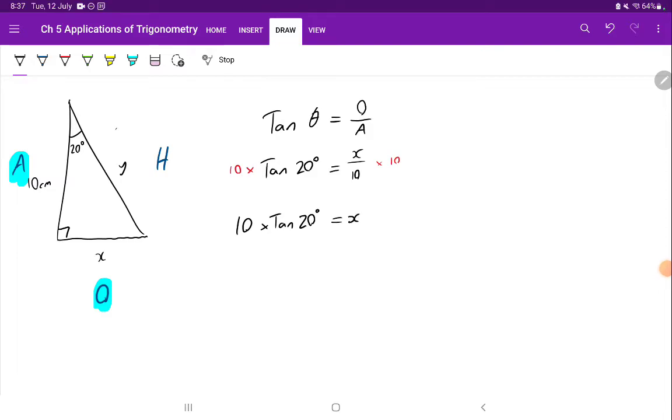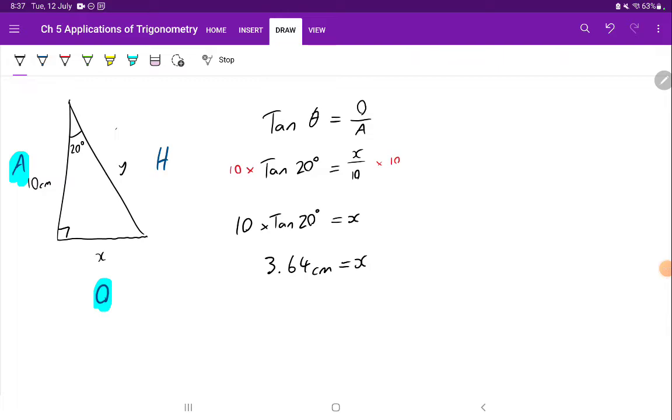Alrighty, well we've actually worked out x, we just need our calculator. And we find out that it is 3.64, and in this case, centimeters. I'm rounding here. It was actually 3.639, but I'm rounding it up to 3.64. So that's how we found x, and we now know what the length of x is.